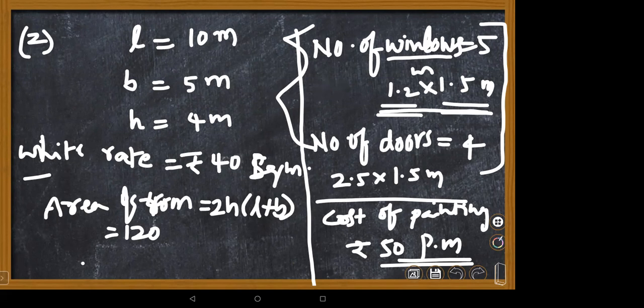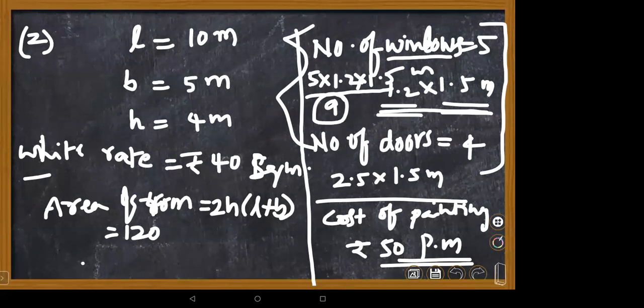Just multiply, we have 5 windows. 1.2 multiplied with 1.5, please simplify this. Ma'am, it's 9 square meters. Yes, 9 square meters. Same way you need to multiply for 4 doors. 25 fours are 100. Ma'am, it's 15. Very good.